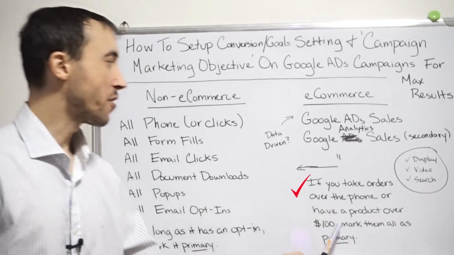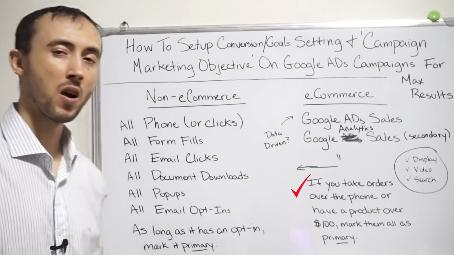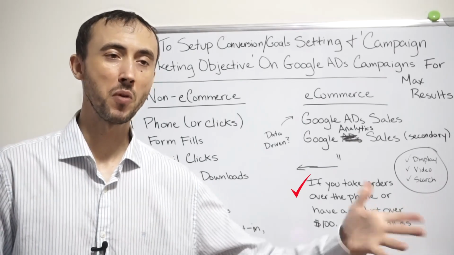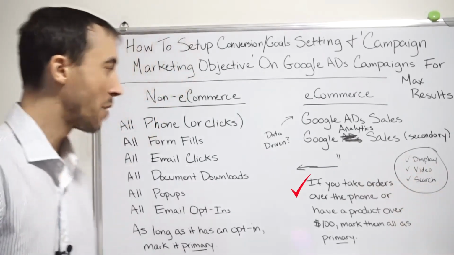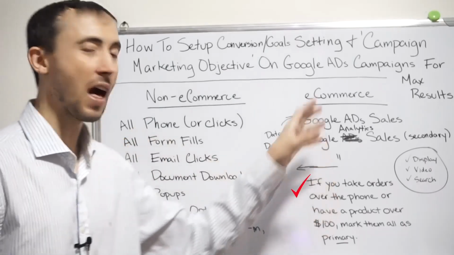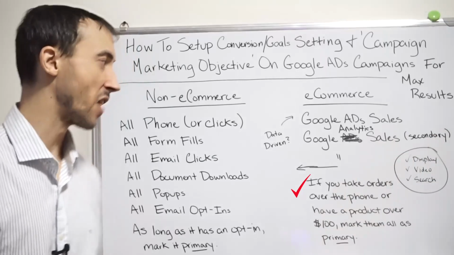If you do sell something under $100, then these other goals can be marked secondary, because for the most part, people either buy right away or they don't. This isn't like a major decision, so they probably will buy within the same day. That makes these other goals not as important, and you want to tell the algorithm to go after and just look at the cart sales primarily at that point.